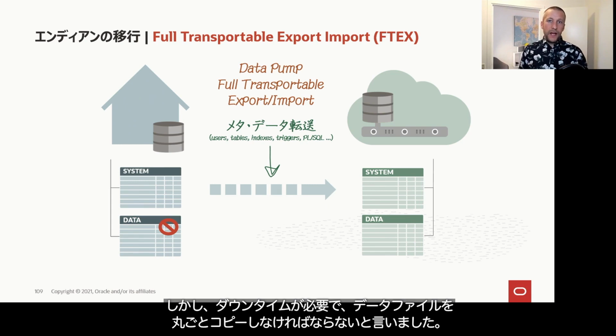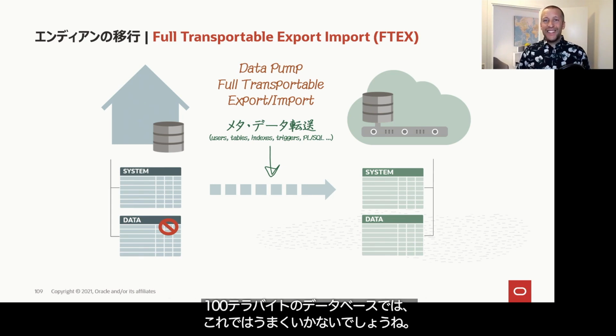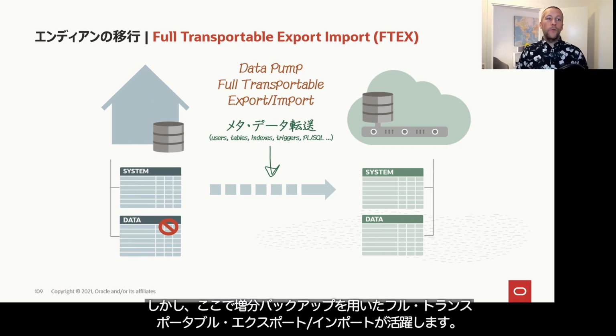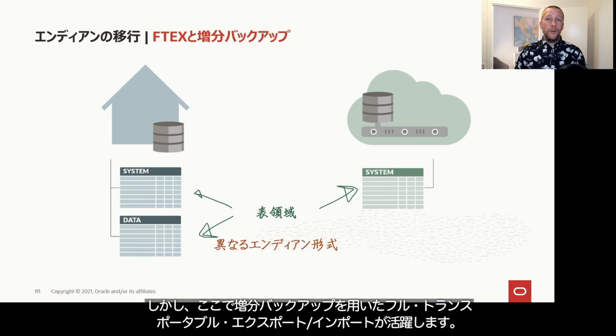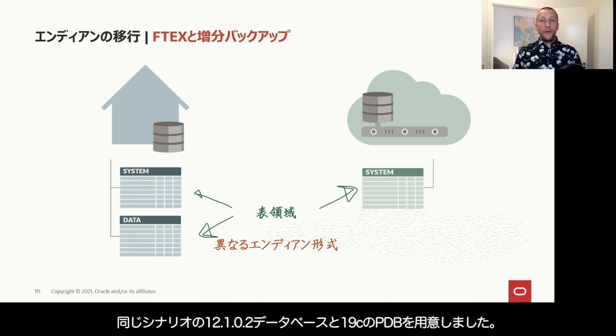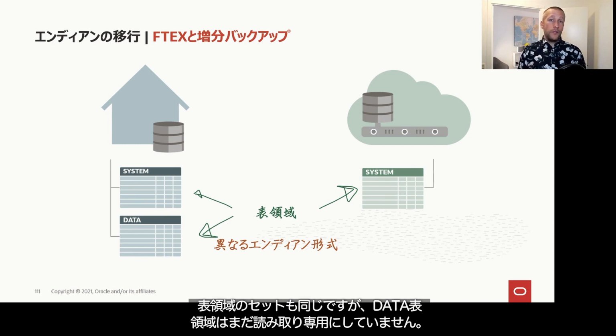But I told you that we had downtime and then we had to copy the entire data file. I guess that really won't fly well with your 100 terabyte database. But this is where full transportable export-import with incremental backups come into play. So we have the same scenario, a 12.1.0.2 database and a 19c PDB. We have the same set of tablespaces, but we don't set the data tablespace read-only yet.